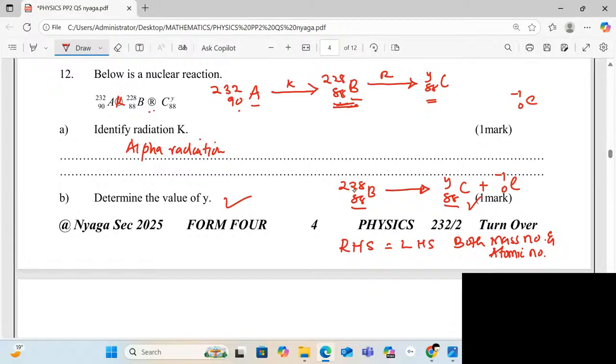But what will we do here so that we have Y minus 1 to get 228? This one will carry 229 automatically, so that it becomes 228, which is the left hand side. So the value of Y becomes 229 in that manner.